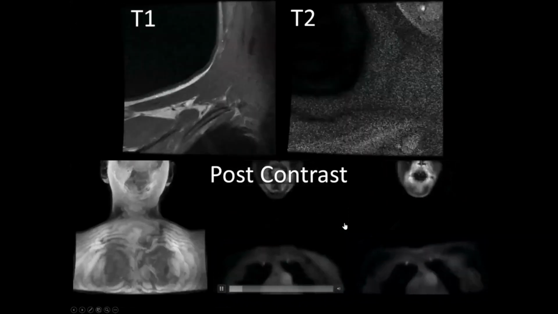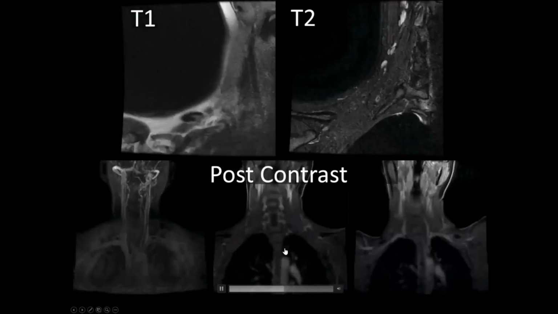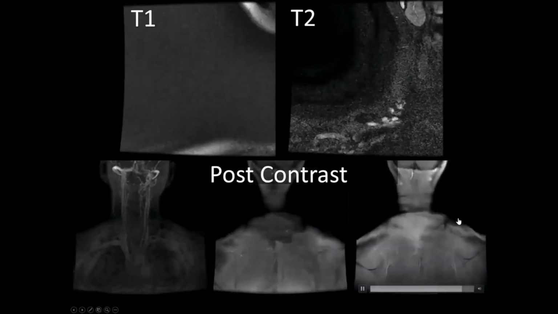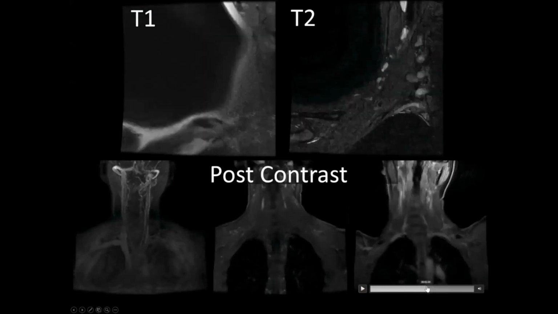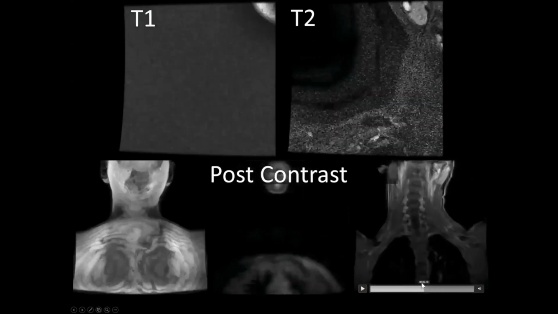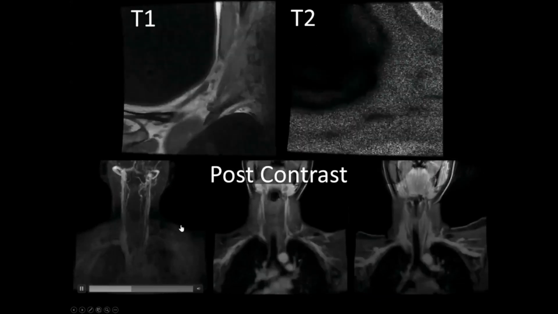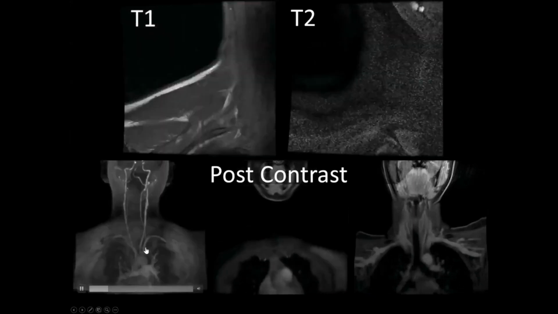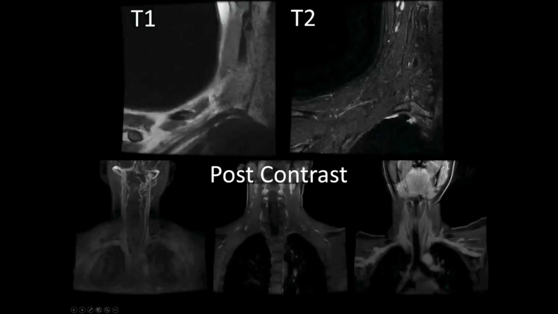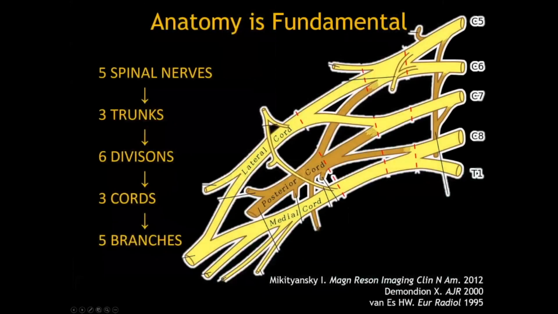And finally, our post-contrast sequences, we have arms down in the middle and arms up on the right to get a sense of if there's any vascular narrowing in that costoclavicular space when the patient raises their arms. And certainly if you want, you can throw in a dynamic sequence at the time of injection to look at vascular kinetics.